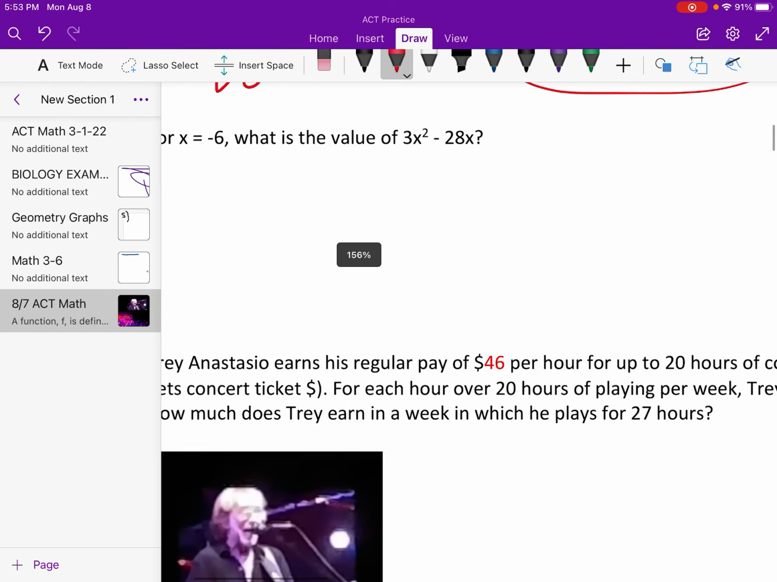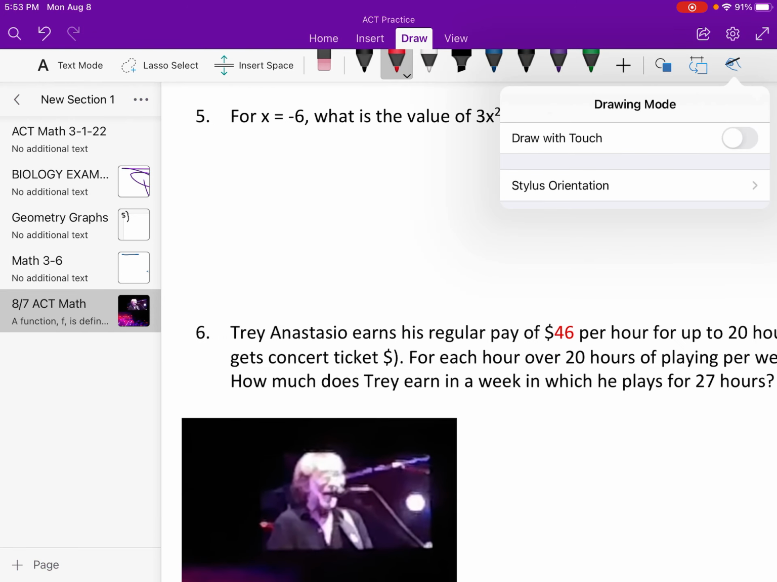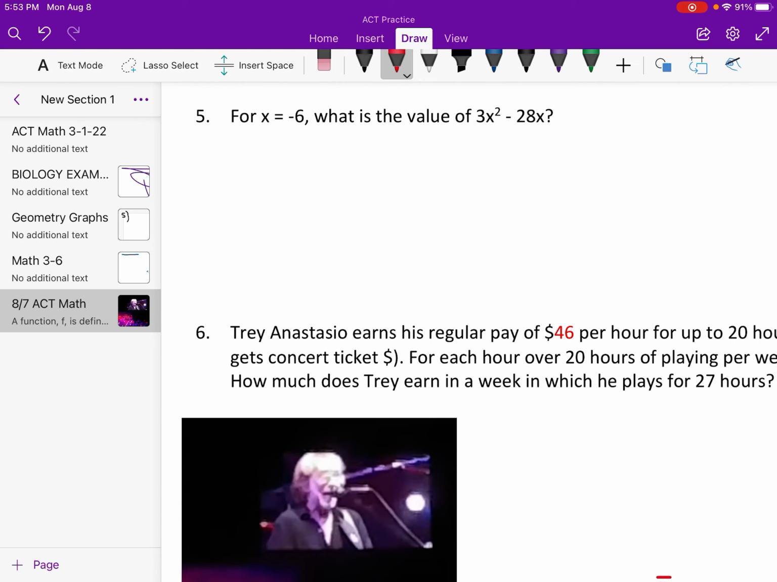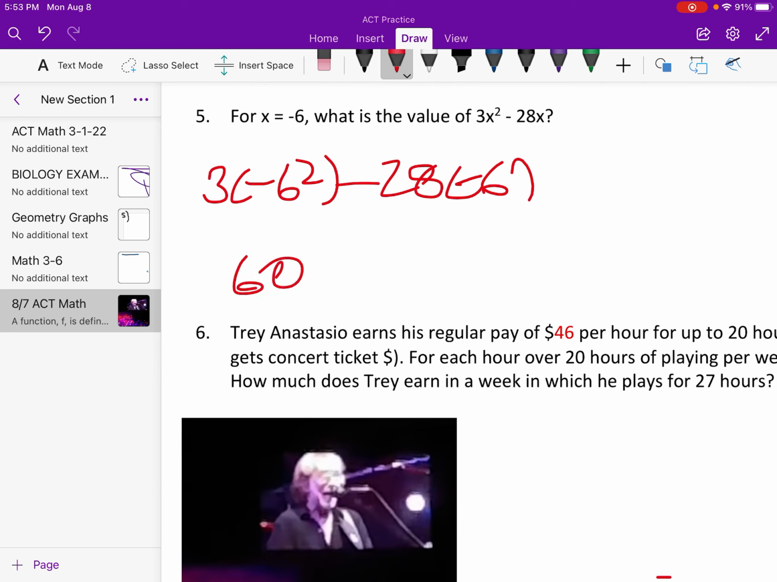Okay. Let's try this one. All right. Oh, well, this is easy. So all we have to do is plug in x. And I would just do that in the calculator. I'll do that right now. Minus 28 times 6. The answer is 60.